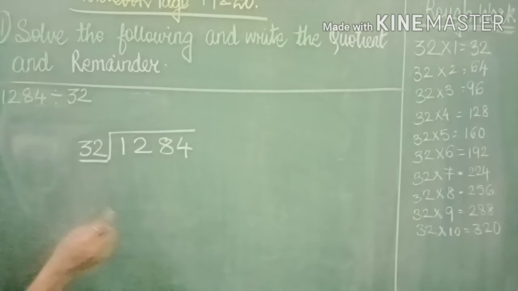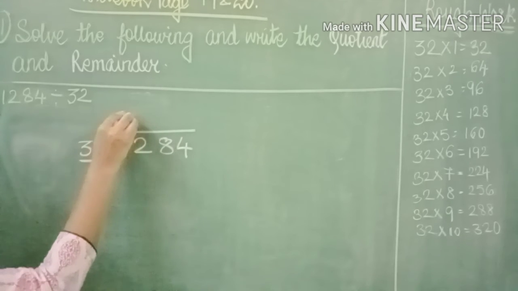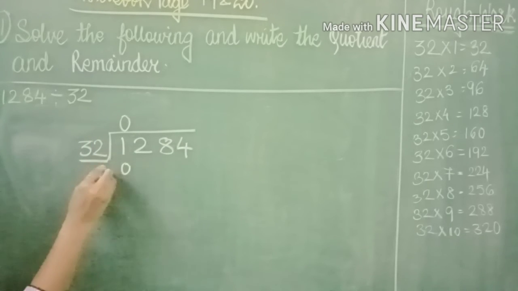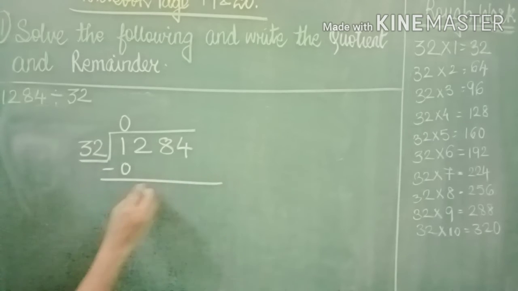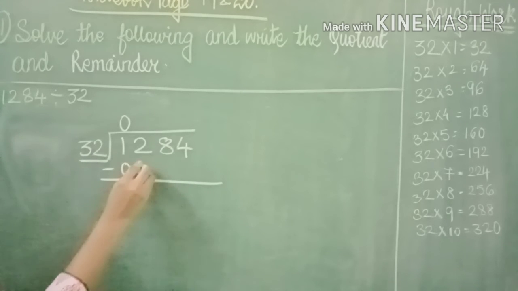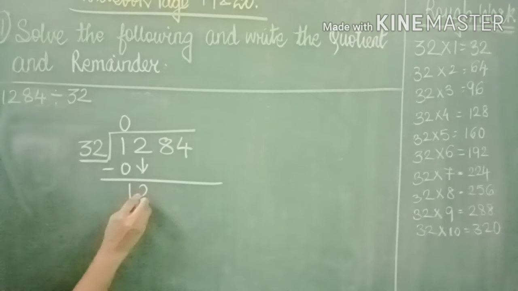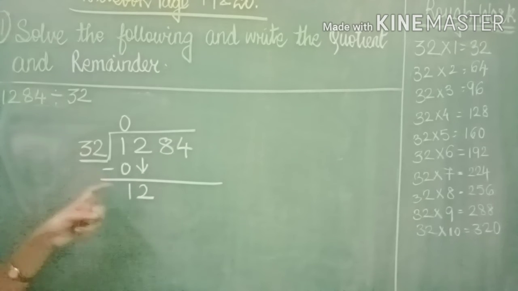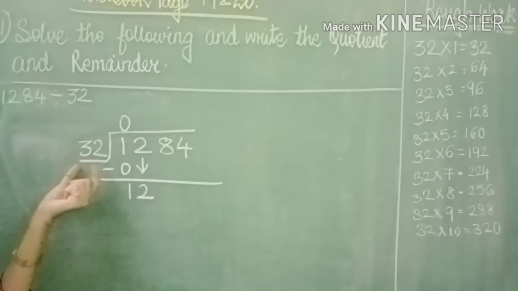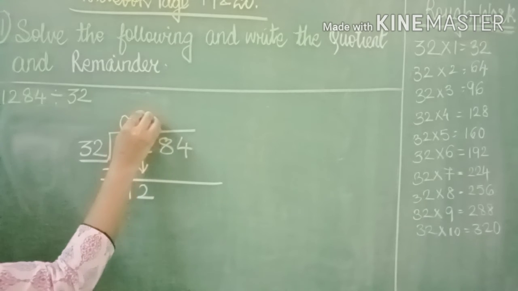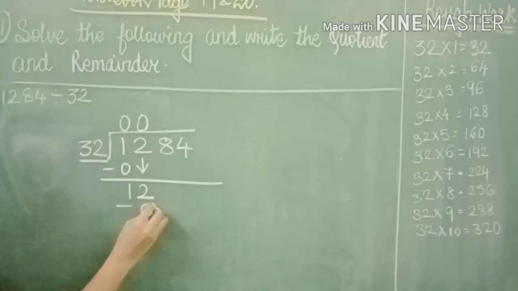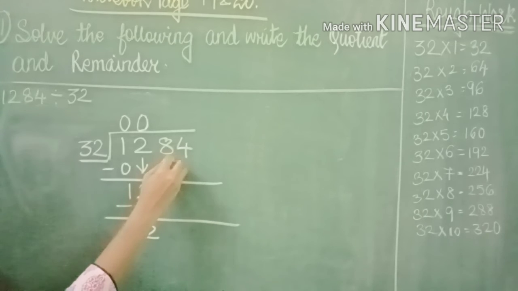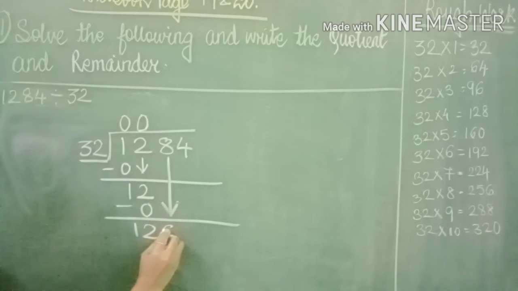So first we are going to see 1, which is a smaller number, and 32 is a bigger number. So 32 zeros are 0 and we will put a minus sign. We will write 1. Next number we are going to take as 2. As you can see, 12 is a smaller number, 32 is a bigger number. So we will again write 0 and we will subtract 0 and we will get the answer as 12.